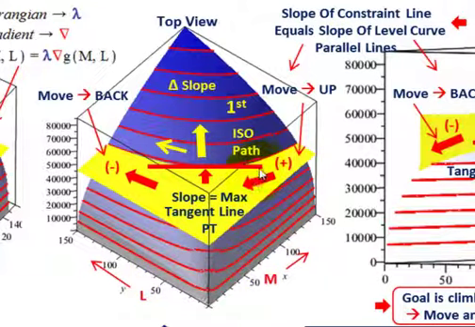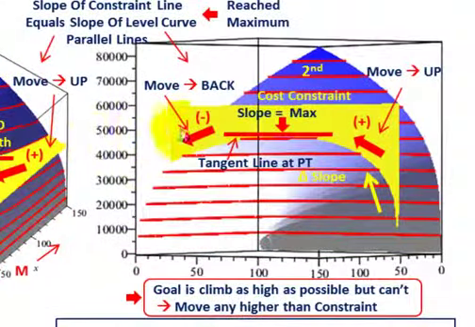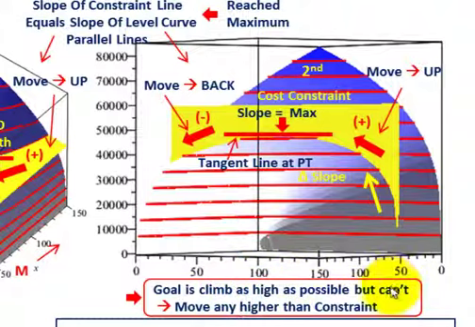Okay, so we looked at our iso curve here. Now let's go over here and look at our cost constraint. You're going to do the same thing here. The goal is to climb as high as possible, but you can't move any higher than your constraint. So this is our production function. We have our iso cost lines shown in those red lines here. And as you move up in this direction, you're increasing your output.